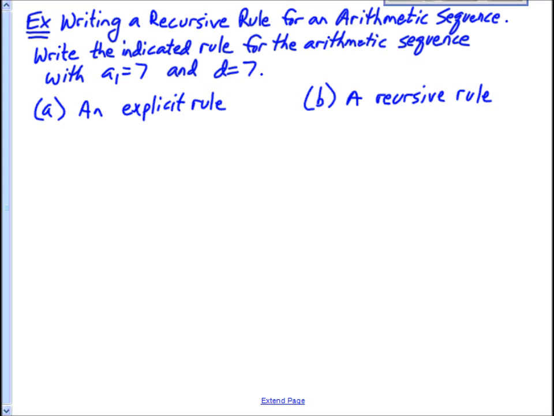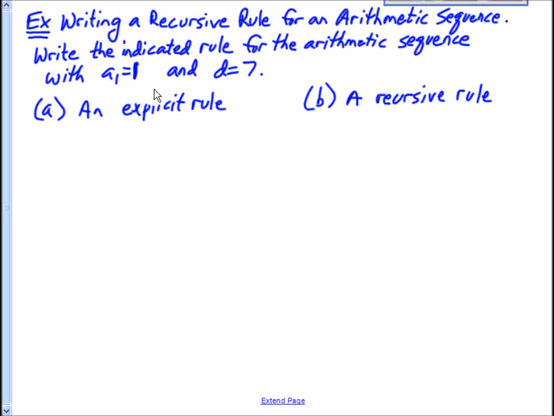So A1 is 7, first term is 7, and our common difference is... oh, you know what, I wrote this wrong. I'm going to have our A1 be 1. Sorry about that. So our A1 is 1 and our common difference is 7, okay?